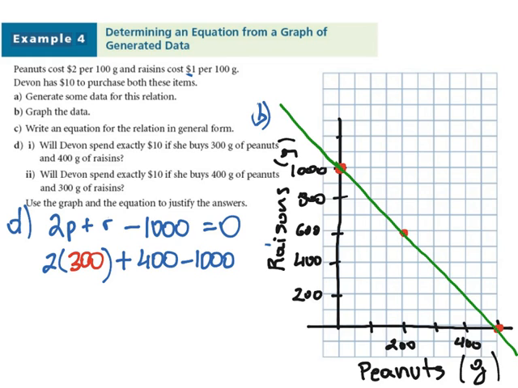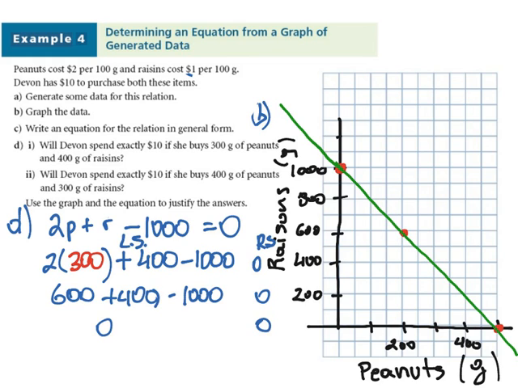So that is the left side of the equation, and the right side of the equation should be 0. So 600 plus 400 minus 1,000 is 0. So the left side of the equation equals the right side of the equation, and this means that to spend exactly $10, 300 grams of peanuts and 400 grams of raisins have to be purchased.